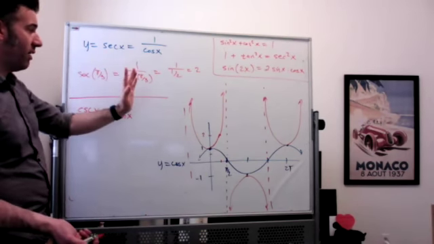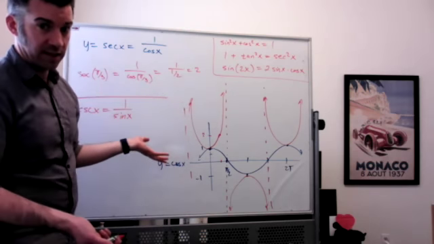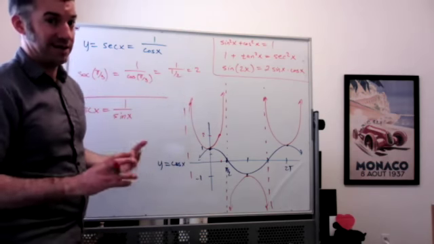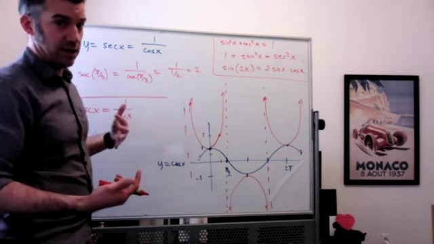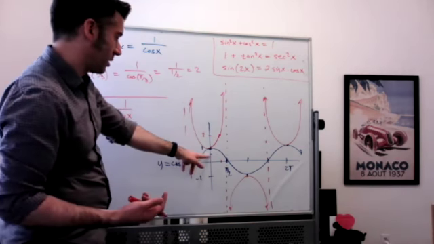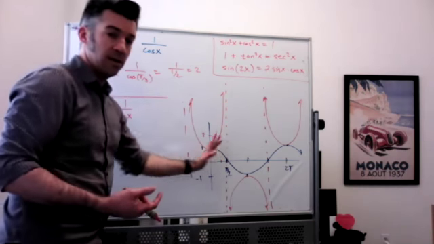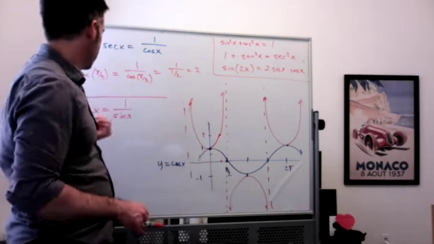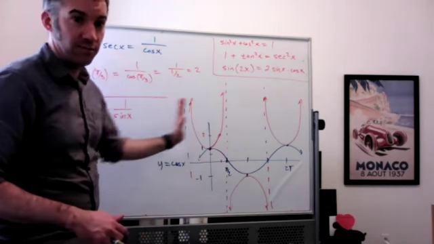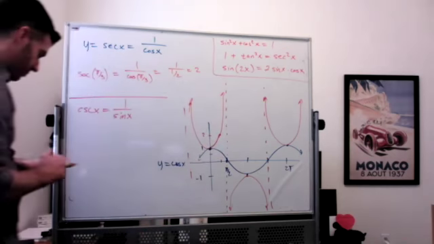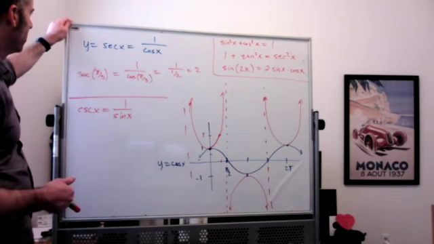So the cosecant graph looks very much like the secant graph, just shifted. In fact, it's exactly shifted the same way that cosine and sine are. So sine is the cosine graph shifted pi over 2 to the right. Cosecant is the secant graph shifted pi over 2 to the right as well. Okay. All right.